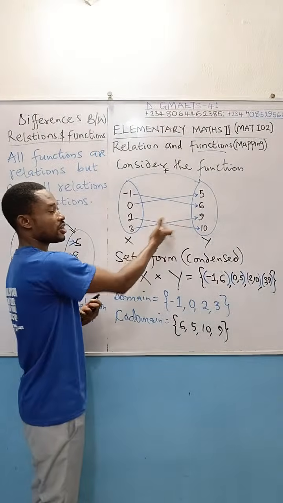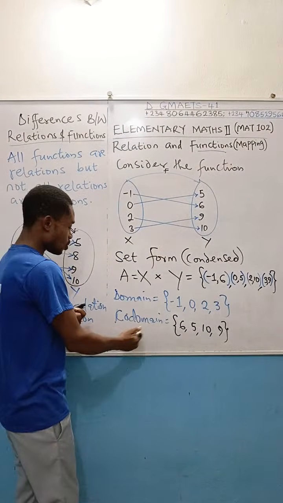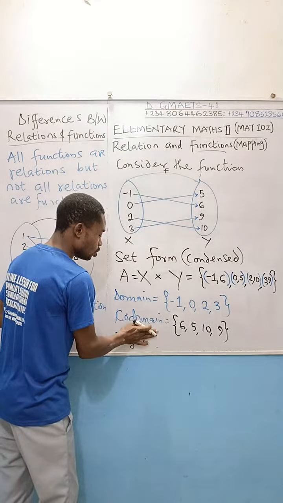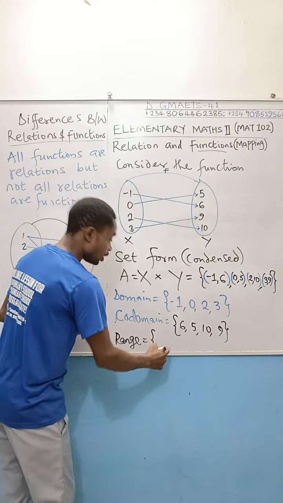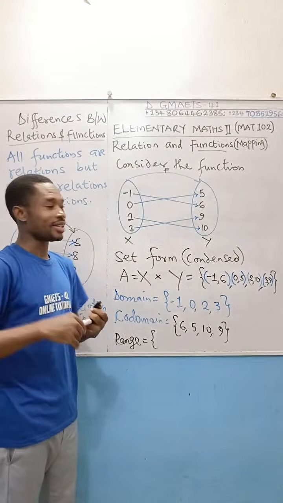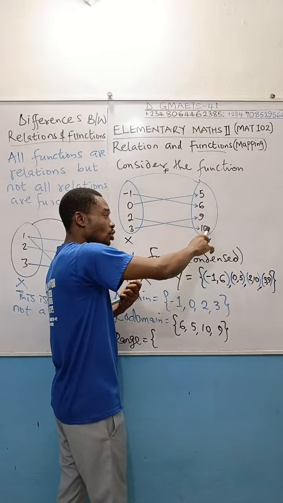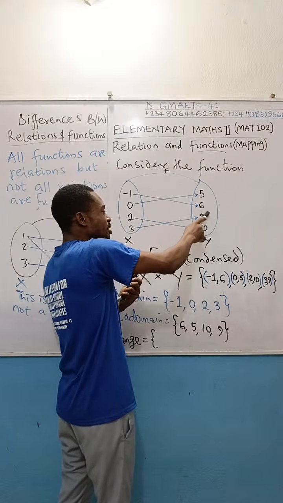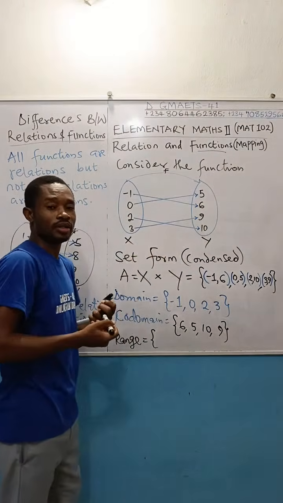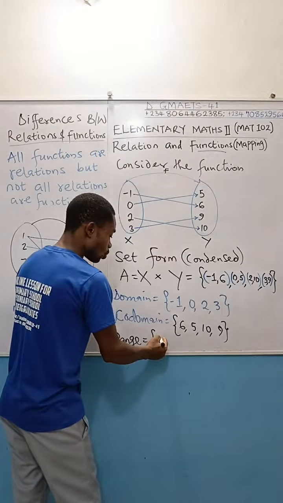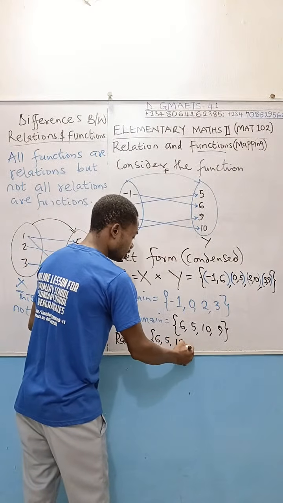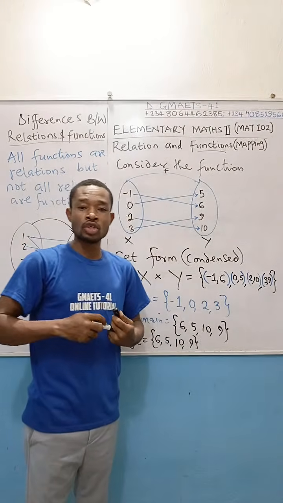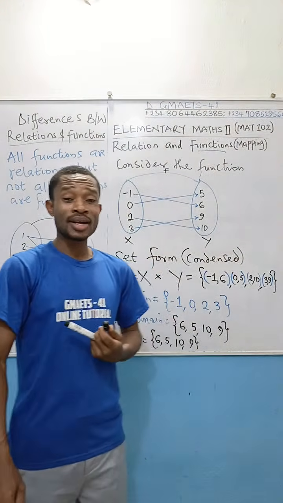Of course, you can see it here. If you are asked, what is the range? In this case, the range is equal to the codomain. Why? All the elements in this codomain are values, they are images of an element in the domain. So from here, this is also equal to 6, 5, 10, 9. In fact, this function is called one-to-one and onto.